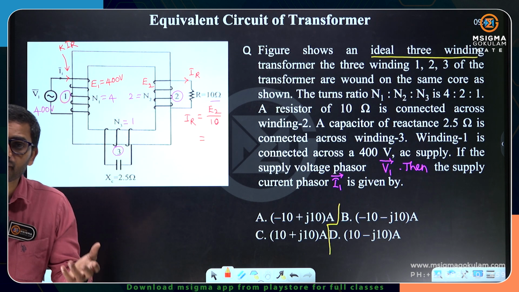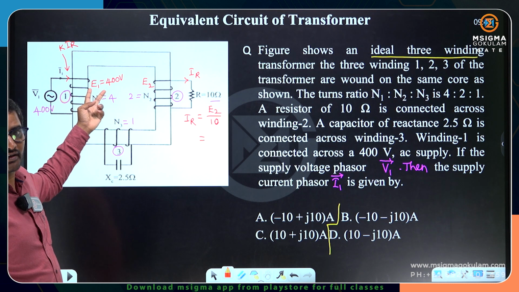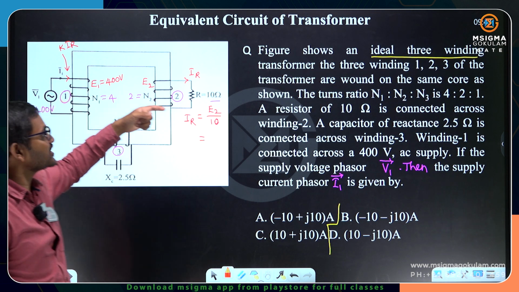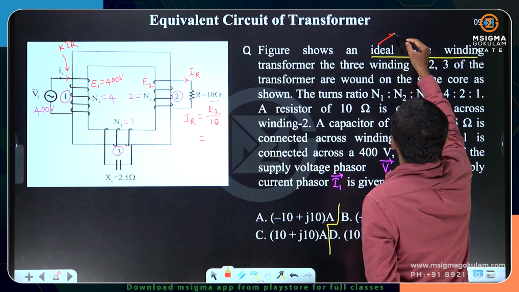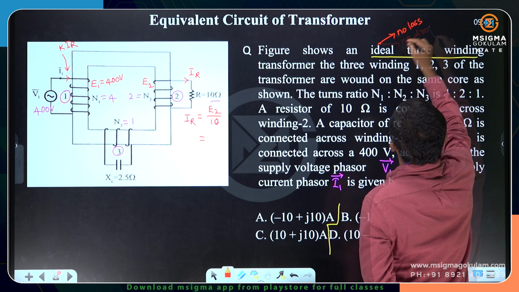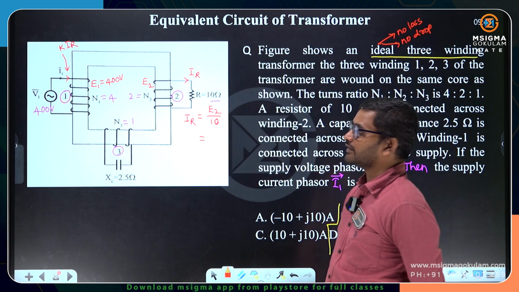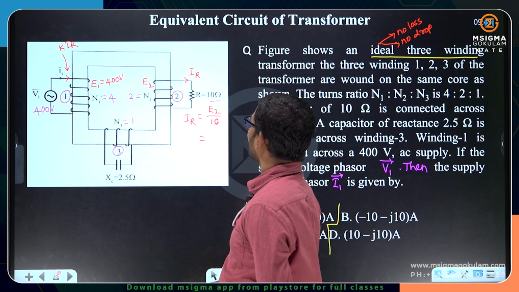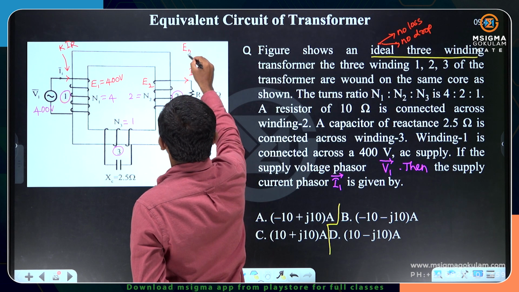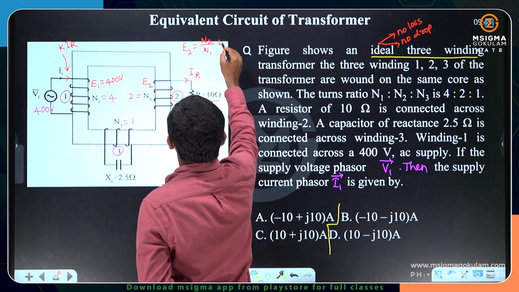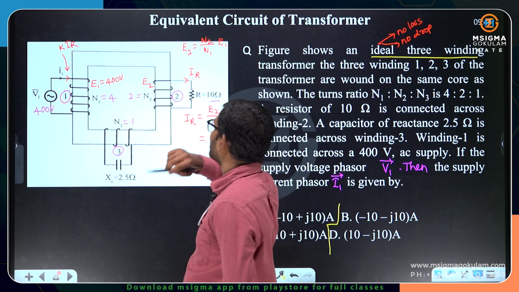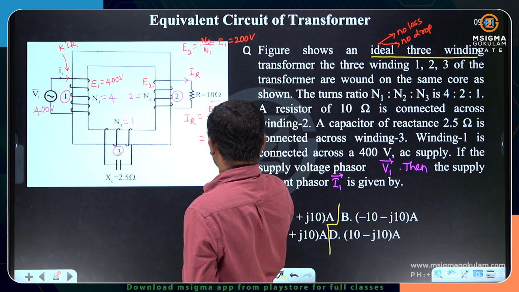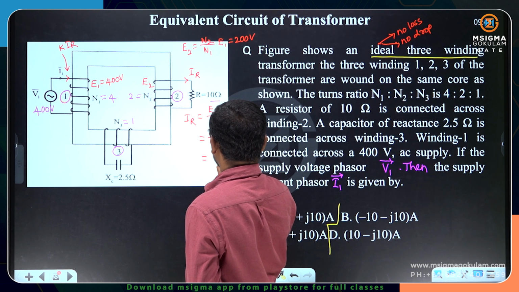How can you say that E1 will be 400? Don't you get any drop here? V1 and E1 are almost the same, both are equal because there is no drop since it is an ideal transformer. No loss, no drop. So E1 is equal to V1. If you know E1 is equal to V1, then you can calculate E2 easily. E2 is equal to N2 by N1 times E1. N2 by N1 is 2 by 4. So 2 by 4 times 400, we get 200. If I substitute 200 here, 200 by 10, I get 20 amperes.